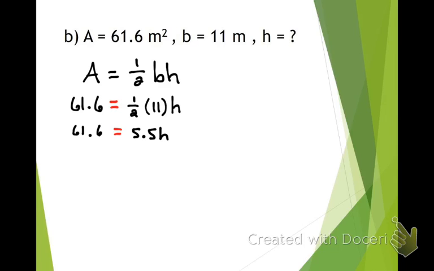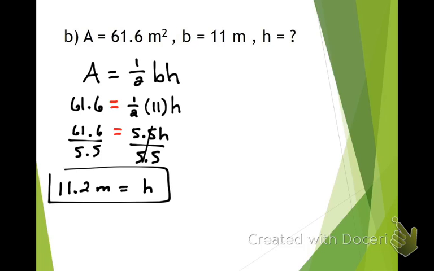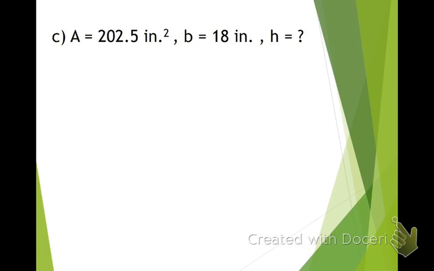How do I get that H by itself? Divide by what? Okay. Do it on both sides because you got to be fair. This side cancels out and we're left with H equals what? 11.2 meters. Okay, great job. 11.2 meters. And that is the distance for your height.